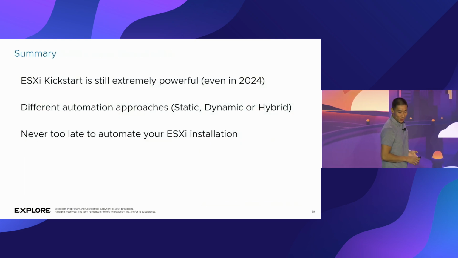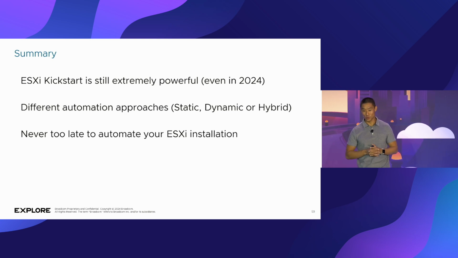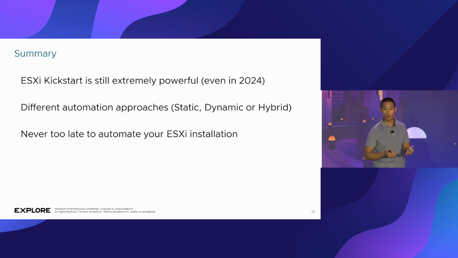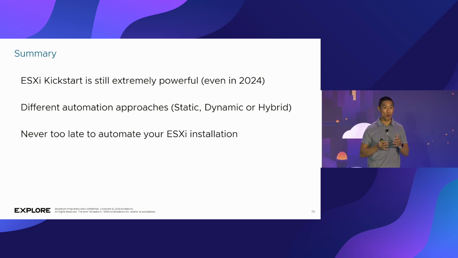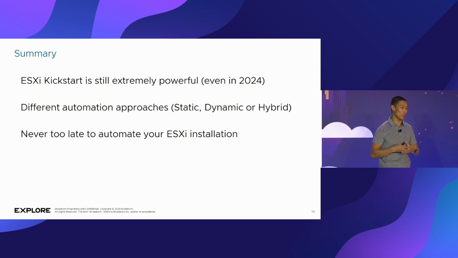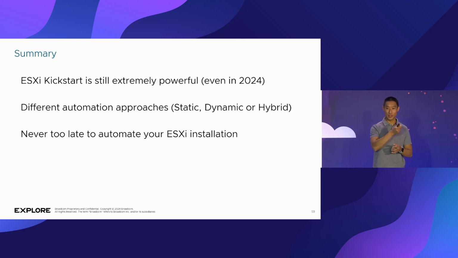So in summary, ESXi is extremely powerful, even in 2024. There are definitely different approaches in terms of how you do your automation. Hopefully you just got a quick taste of all the different possibilities for deploying it, from the core data center to opportunities even at the edge, between static and dynamic. What I typically see customers do is really a combination of the two: codify as much of the static configuration as possible, and then parameterize any of the dynamic configuration into separate files.